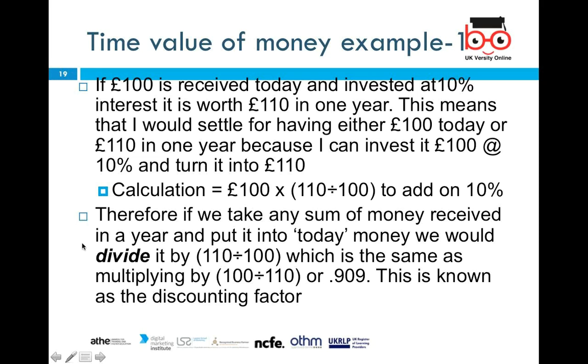Therefore, for any money received in a year that we want to bring into today's value, we take today's money divided by the future money with interest, which is 0.909, that's 90 or 91 pence. This is known as the discounting factor. It is today's money divided by future money, based on the 10% rate of interest. That's the discounting factor.